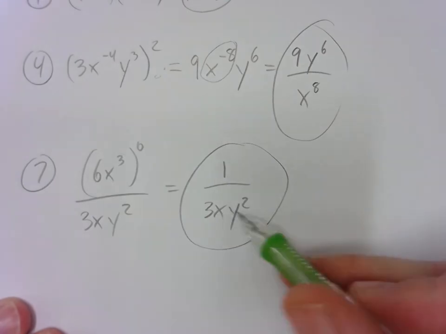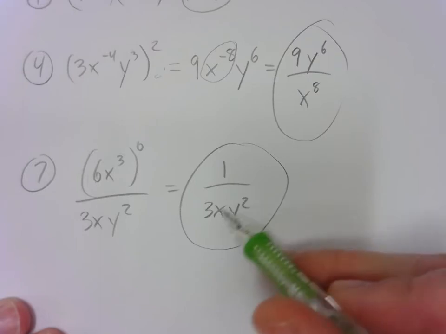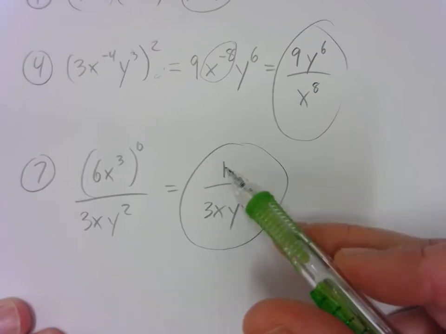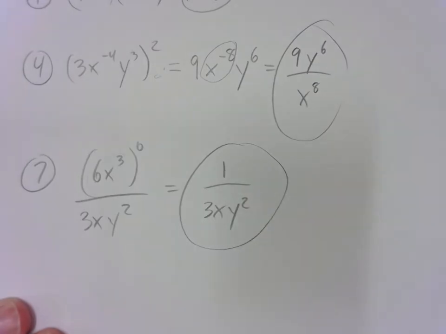You can't multiply these together because they're not alike. So you have to have like bases in order to add the exponents. And the 1 over 3 is like 1/3. There's nothing really to do with that except for just leave it like a fraction.